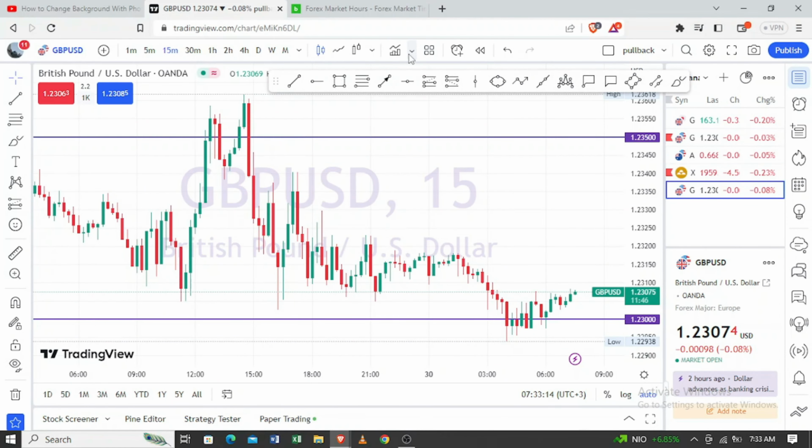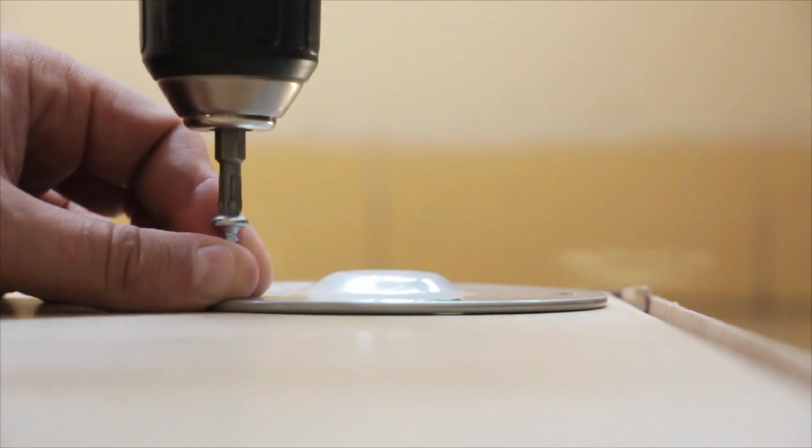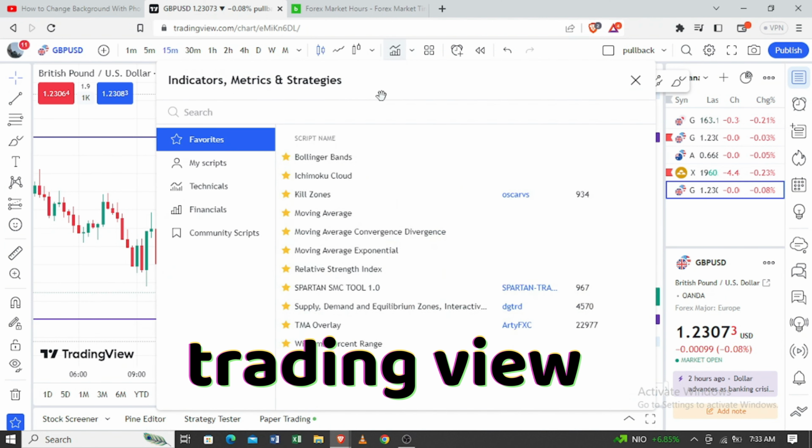For those who have difficulty with determining the different sessions, then you are on the right video because I'm going to show you two tools that can make it easy for you as a beginner Forex trader. The first tool is TradingView.